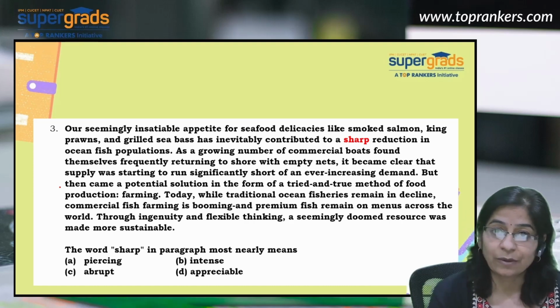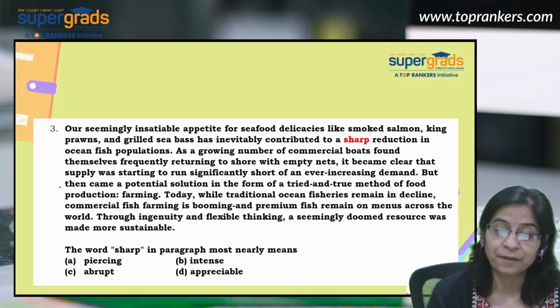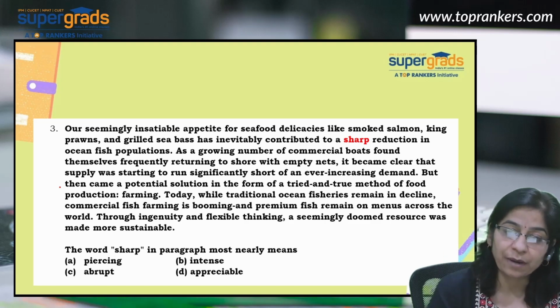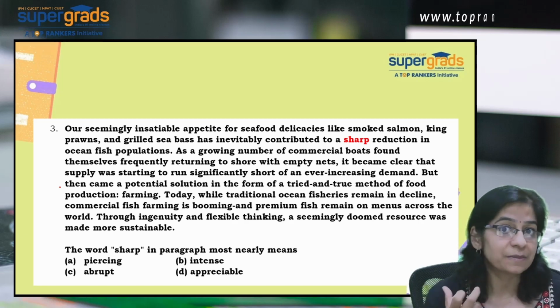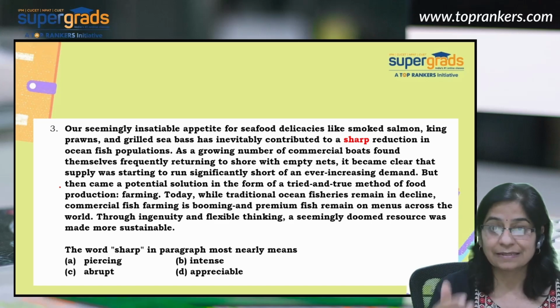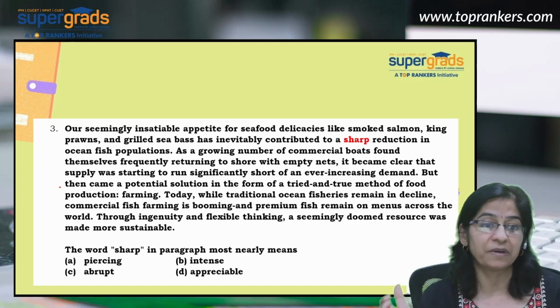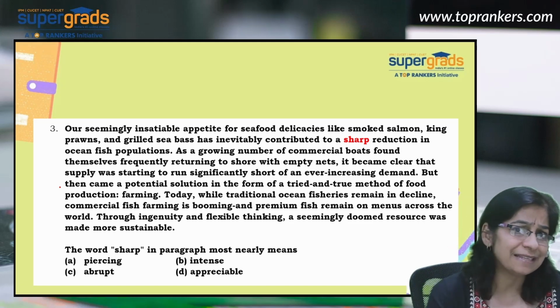Now let's take a look at the options. Piercing, which means shrewd, discerning. Intense, which is enormous, great. Abrupt, sudden. Appreciable, considerable, substantial. Now, the word sharp, as stated in the passage, says has inevitably contributed to a sharp reduction in the ocean fish population. Which two options can be easily eliminated?